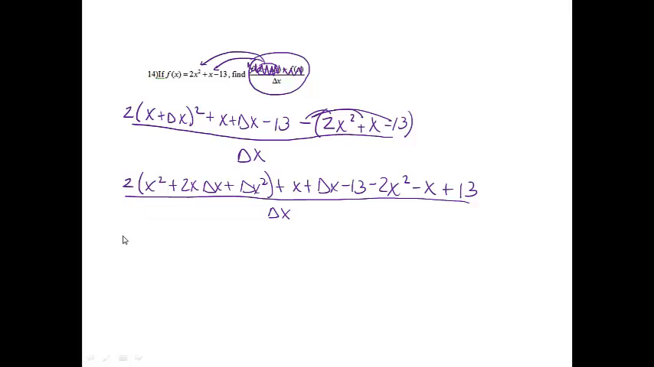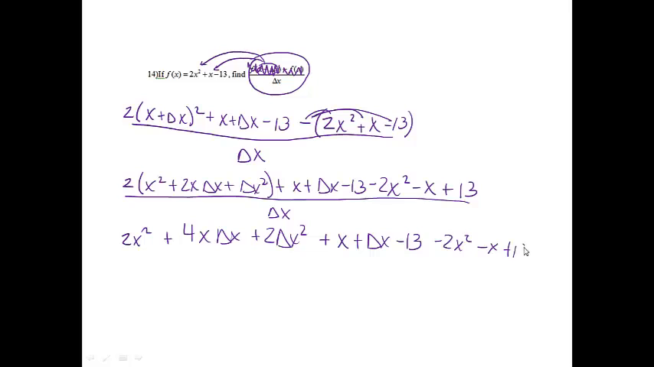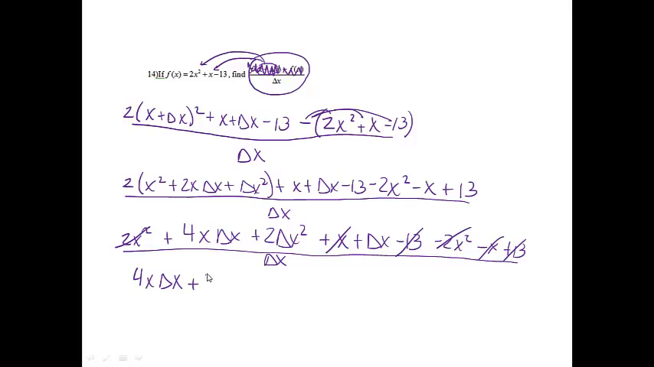Now let's get rid of the parentheses. So we're going to have 2x squared plus 4x delta x plus 2 delta x squared plus x plus delta x minus 13 minus 2x squared minus x plus 13, still all over delta x. Now let's see what we can cancel. The 2x squareds will cancel, the x's will cancel, and the 13's will cancel, so I'm left with 4x delta x plus 2 delta x squared plus delta x. It's still all over delta x.